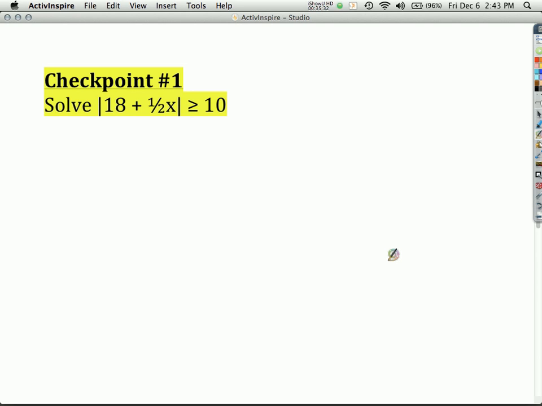Okay. Brandon, I'm sorry. So what was yours? X is greater than or equal to 16, and X is less than or equal to -16. Okay, well, that had some major issues with it. The correct solution is x is less than or equal to -56, or x is greater than or equal to -16.